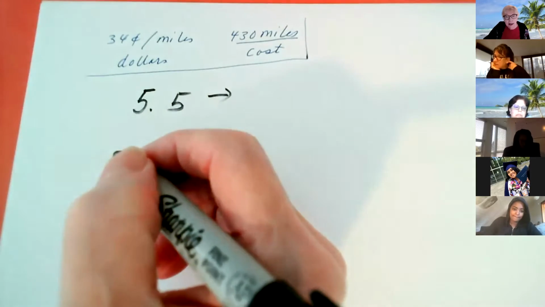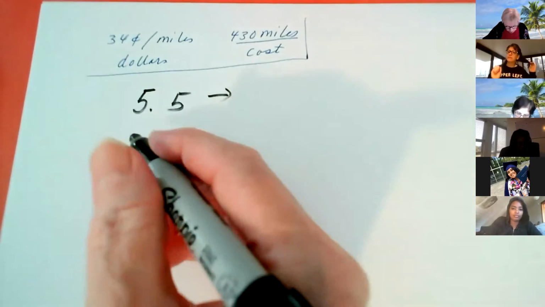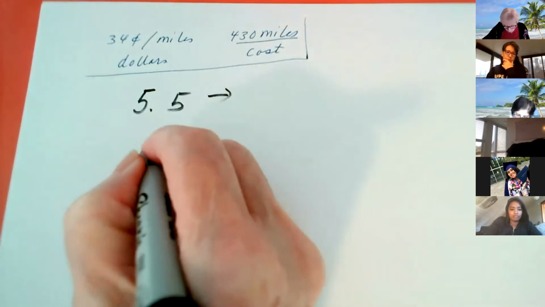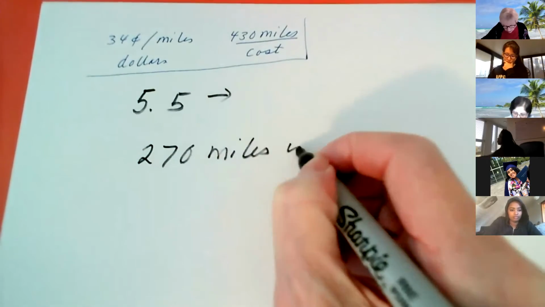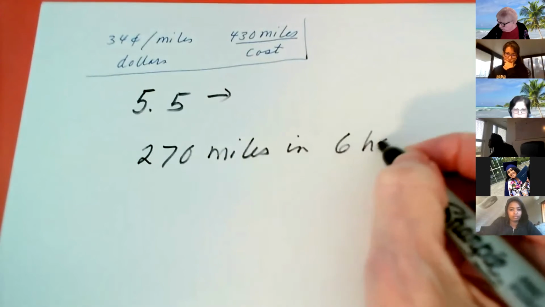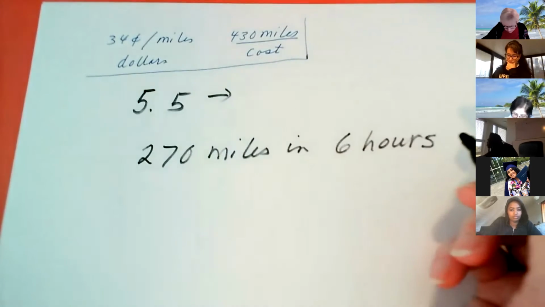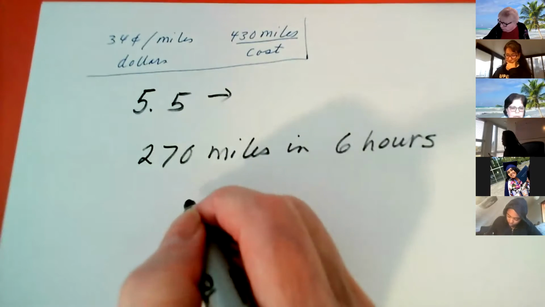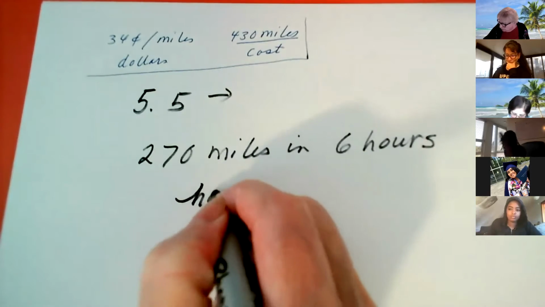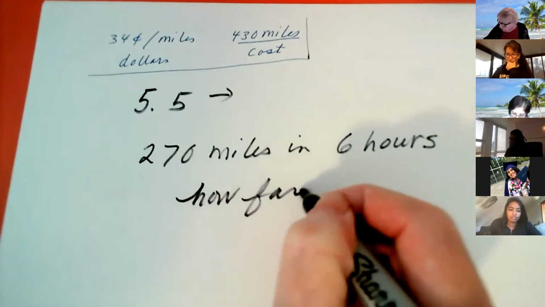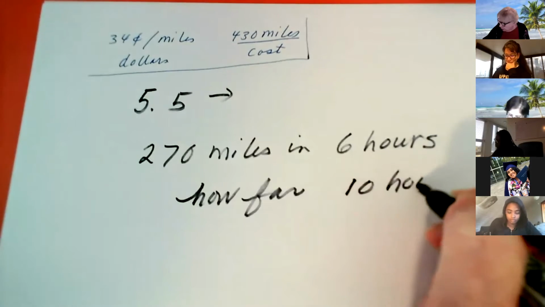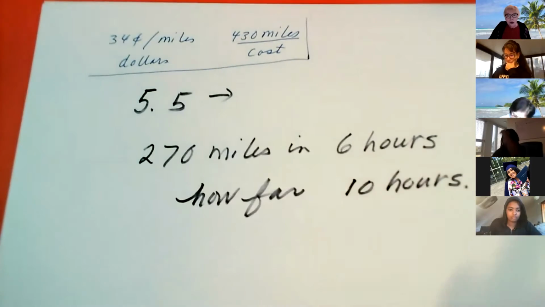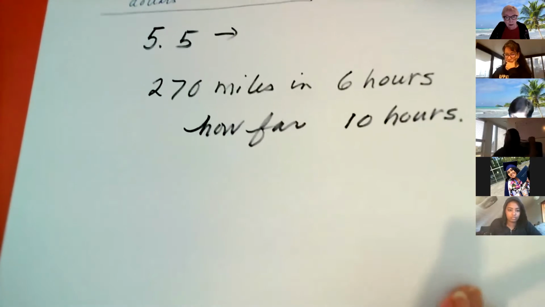So here's an example of these type problems. A woman drives her car 270 miles in 6 hours. Okay. If she continues at the same rate, how far will she go in 10 hours? So that's basically what the problem is about.